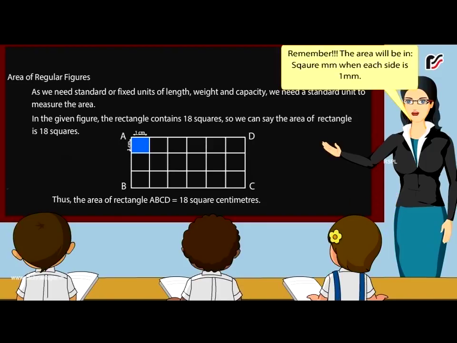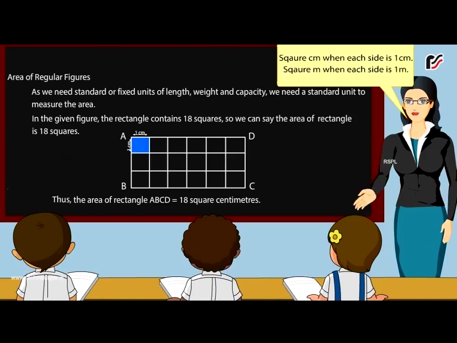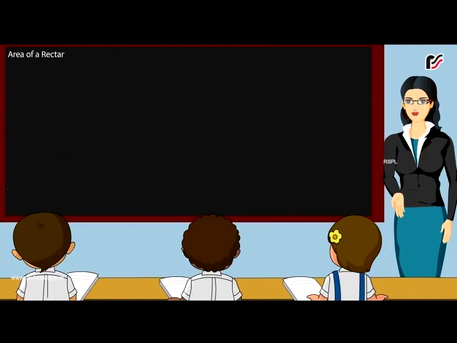Remember, the area will be in square millimeter when each side is 1 millimeter. Square centimeter when each side is 1 centimeter. Square meter when each side is 1 meter. Area of a rectangle. Area of a rectangle is equal to length into breadth.